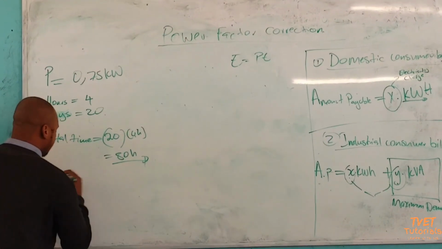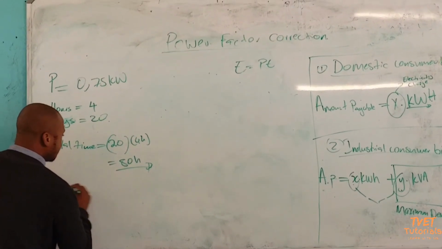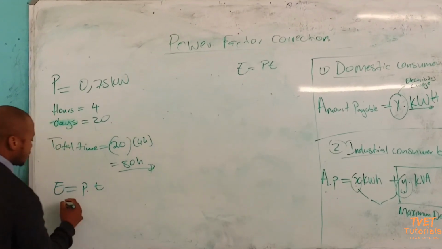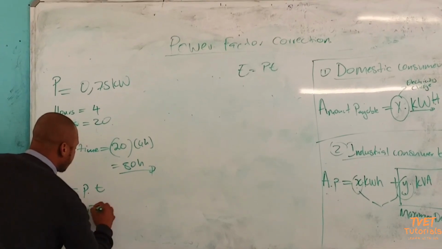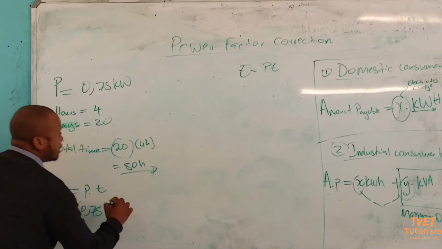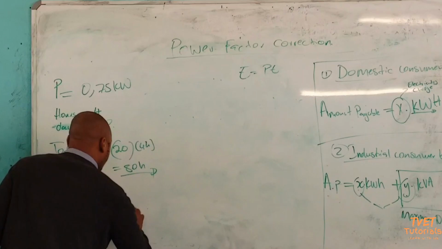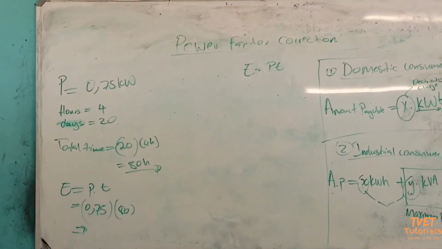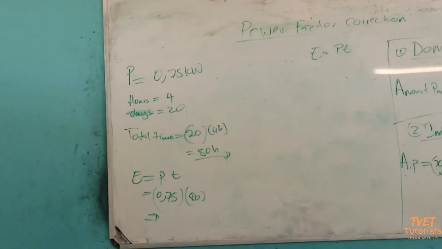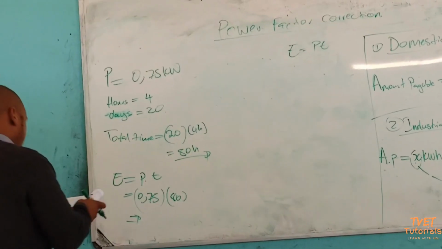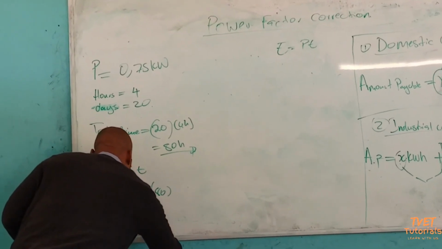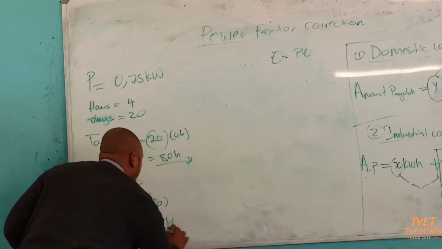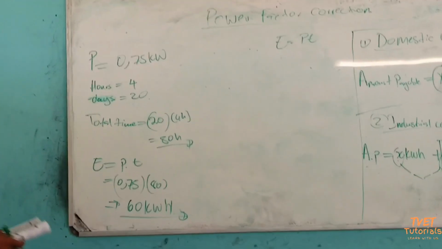So this means that the energy E is then equal to PT, which is equal to 0.75 multiplied by the time, which is 80. And if you punch that in your calculator, you should get 60 kilowatt hours. So that's the energy that you use.